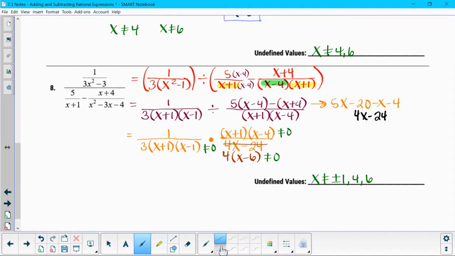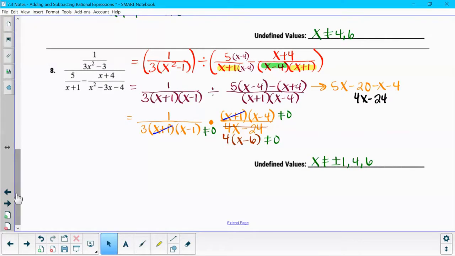Cancel out whatever you have a pair of in the top and in the bottom. So I do have some x plus 1s that match. I do have, I think that might be it. I have an x minus 4. I think that is currently all we can cancel out. So it gets a little bit more difficult, but that's fine.